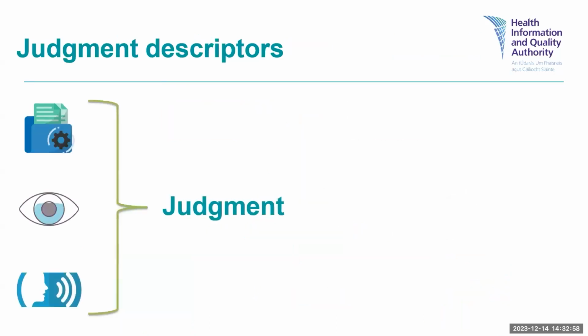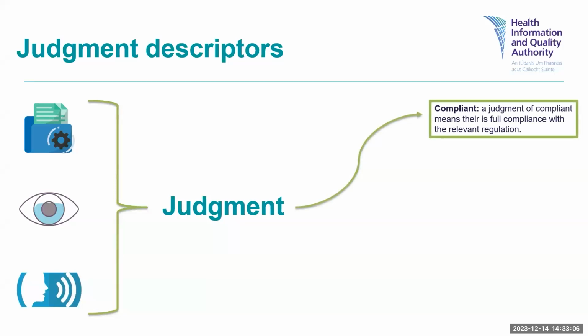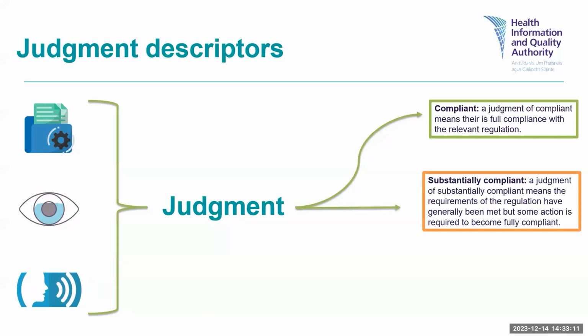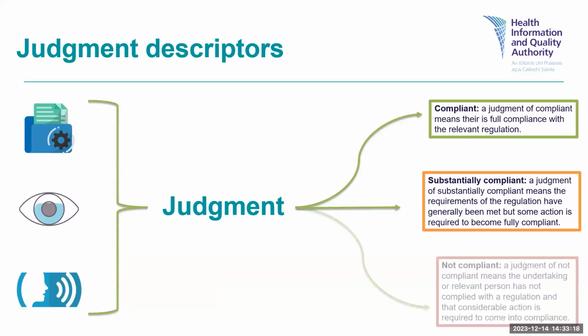So, having looked at the evidence we've gathered, the three judgments that are available to us to make a decision on are compliant, and this means the requirements of the regulations have been met. The next judgment could be substantially compliant, and this means that some action is required, but the gaps that were identified usually carry a low risk. Then we have not compliant, and this is where considerable action is required to come into compliance. And undertakings may be risk rated orange or red in relation to the non-compliance, depending on the timeline and the timeliness of addressing the gaps that have been identified.